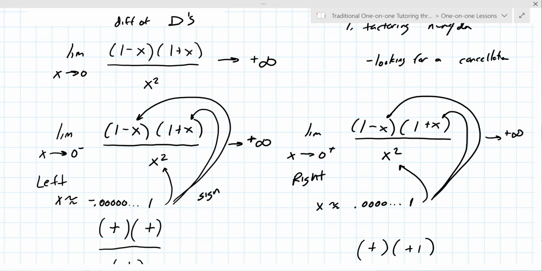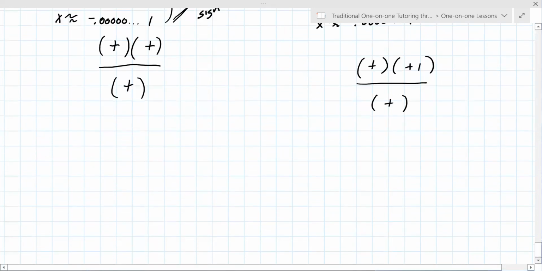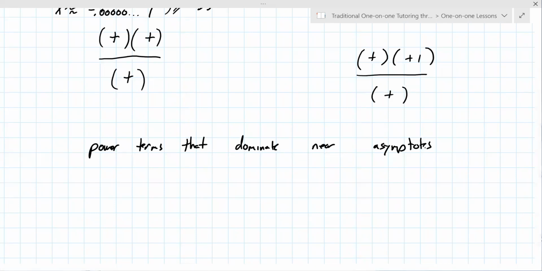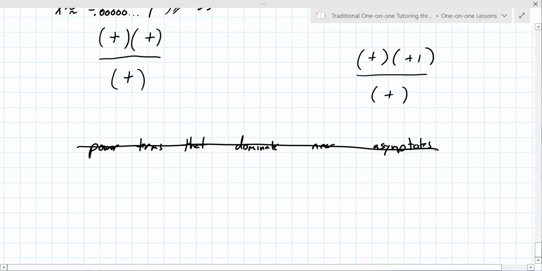I'll just mention this because I have no idea. They used to teach these power terms that dominate near asymptotes, and there's a way to figure them out. I don't know that that is what you're doing, but does anything like that sound familiar? I don't think so.